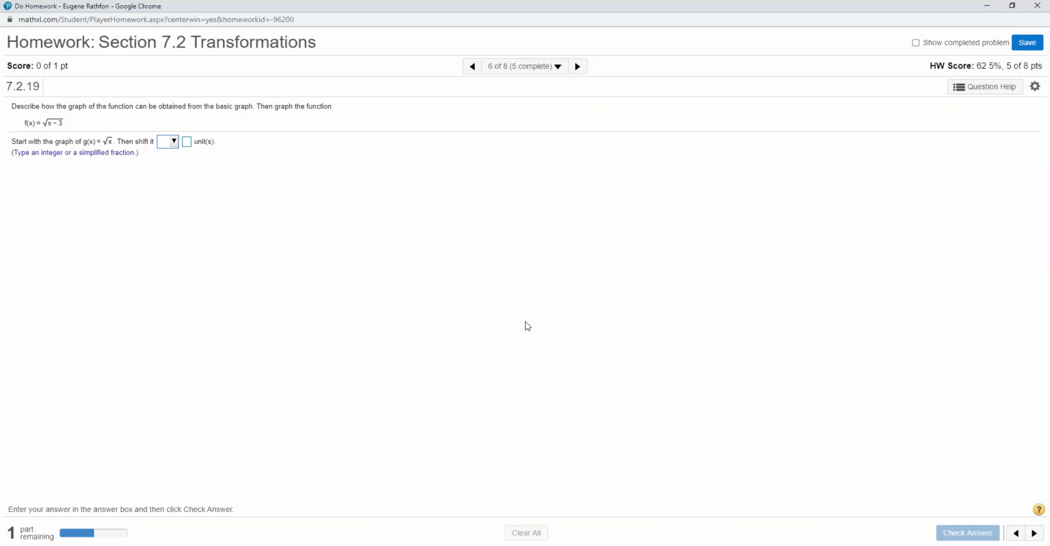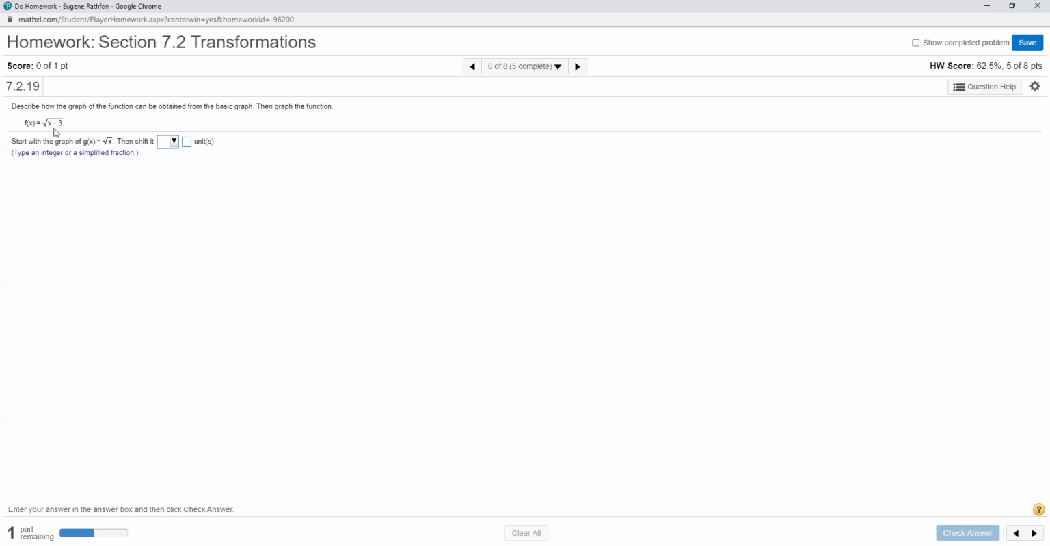All right, so this was sort of tricky, but it's telling you you're going to start with the graph of the square root of x. Now, when things are underneath a square root like that, we treat them like they're in parentheses. So since that x minus 3 is inside the radical, it's like it's all inside parentheses, which means I'm attacking that x, which is a horizontal move.